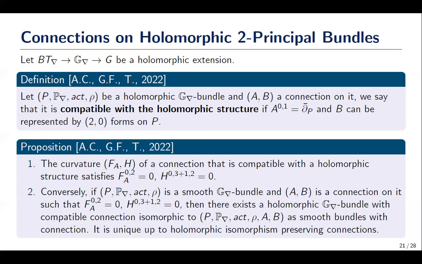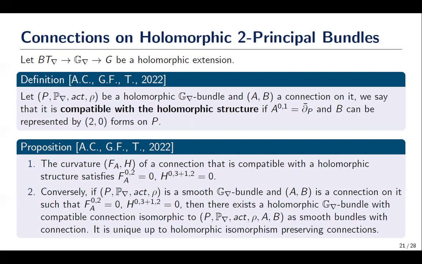So if, say, T is trivial, then this is already known: if F_A^{0,2} is 0, then you have a holomorphic structure. If G is trivial, then this was also already known. I think it's in Chatterjee's thesis, but this result interpolates these two results. So it behaves very nicely.